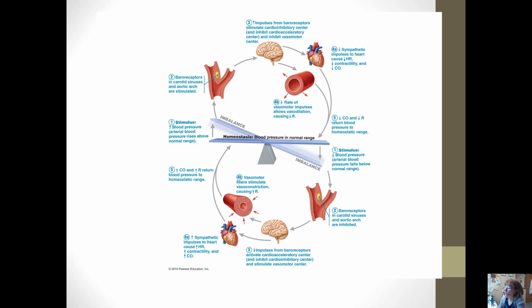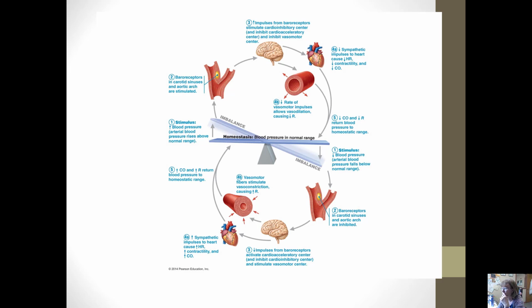And that's just like when there aren't as many inputs from the baroreceptors to the cardiac centers in the brain. Then they think, okay, then we need to fire. And so the cardioacceleratory center will fire and increase heart rate through sympathetic stimulation, and increase contractility.